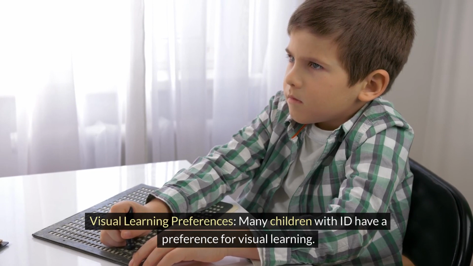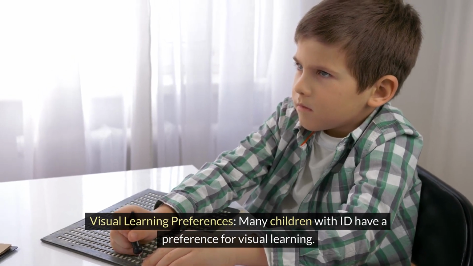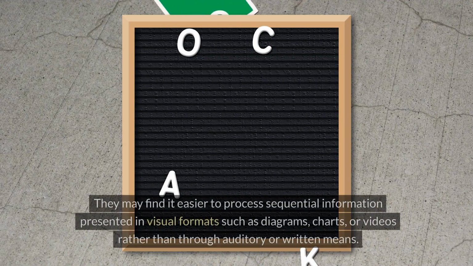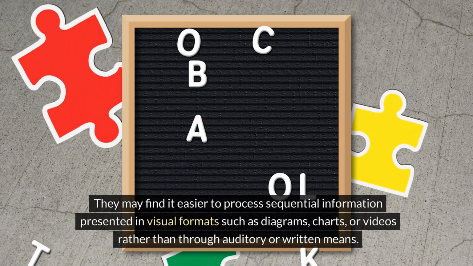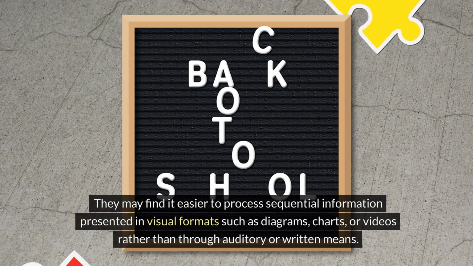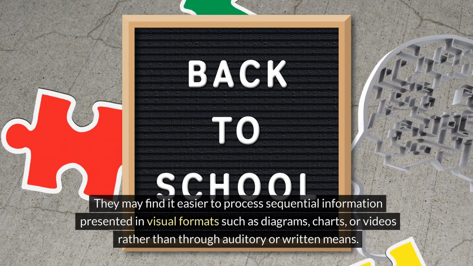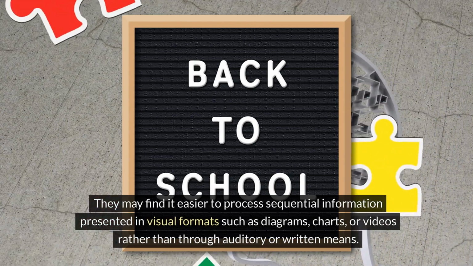Visual learning preferences. Many children with ID have a preference for visual learning. They may find it easier to process sequential information presented in visual formats such as diagrams, charts, or videos rather than through auditory or written means.